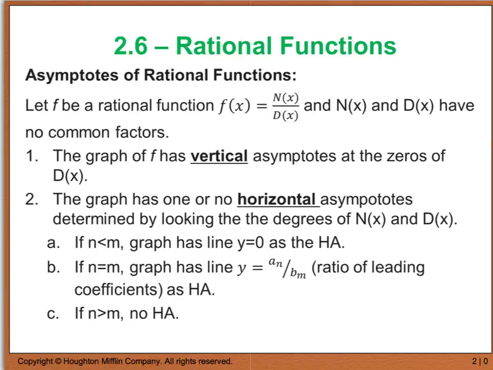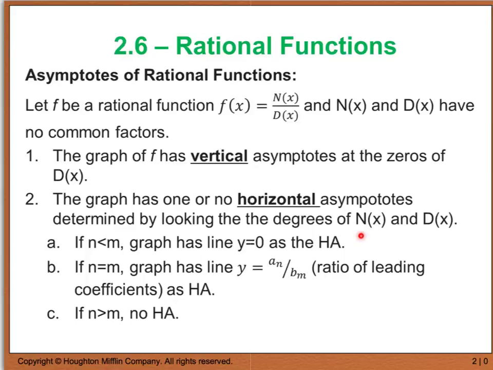To determine if we have horizontal asymptotes, we're going to look at a couple different things. Because with horizontal asymptotes, we're either going to have one horizontal asymptote or there will be none. The way that we determine that is by looking at our polynomial functions in both the numerator and the denominator. Now, if the degree of the numerator is less than the degree of the denominator, then we say that our graph has a horizontal asymptote at the line y equals 0.